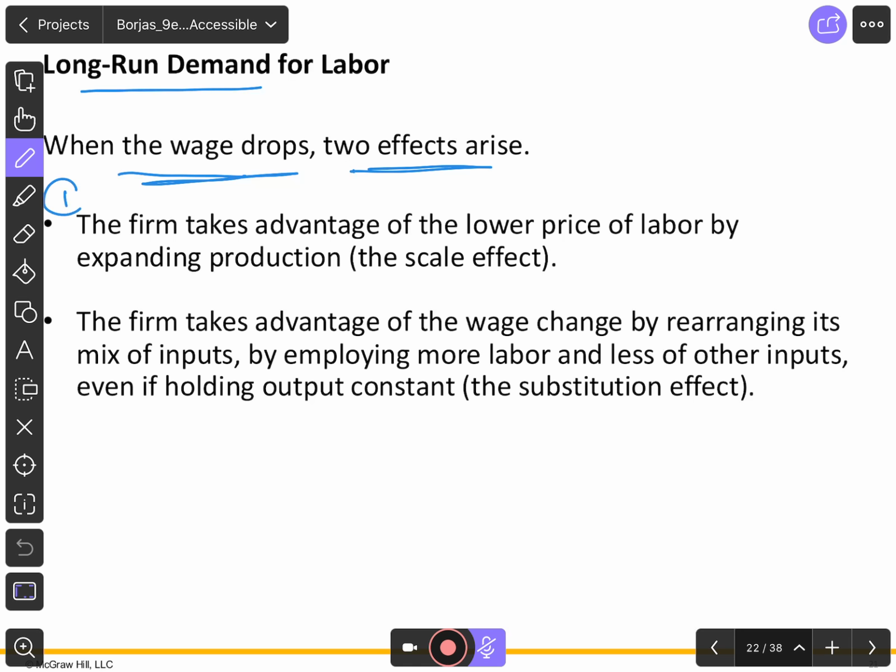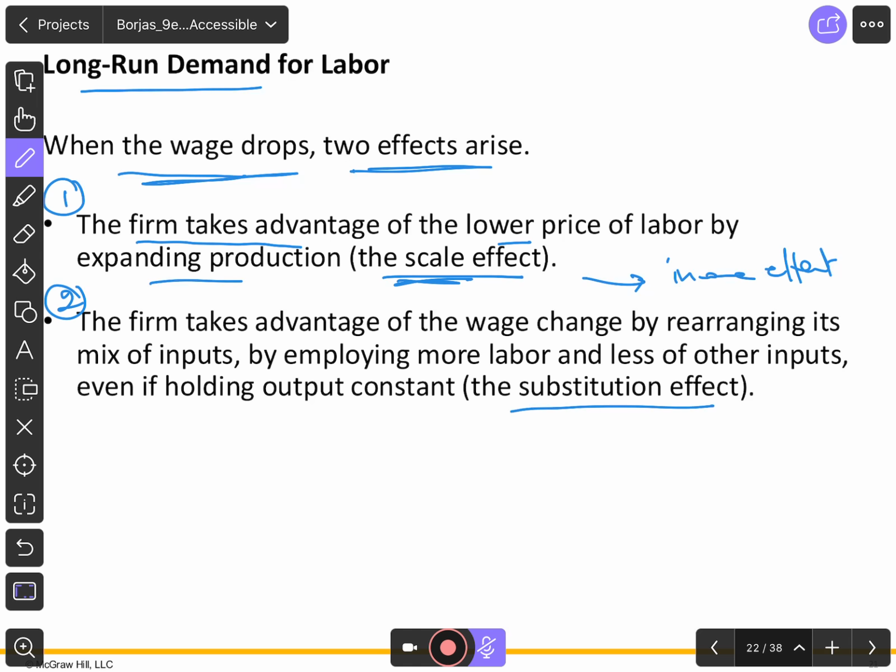The first one is called the scale effect. I want you to remember the income effect in the previous chapter. This is like the equivalent of the income effect for the worker. And there is another effect, which is the substitution effect, which has the same name as the substitution effect for the worker. So if the wage drops, there are two effects. Firms, of course, will take advantage of the lower price and they will expand production. It's the same idea as the effect of increasing income. Here they are expanding production. We call it the scale effect. In the previous chapter we said it's the income effect.